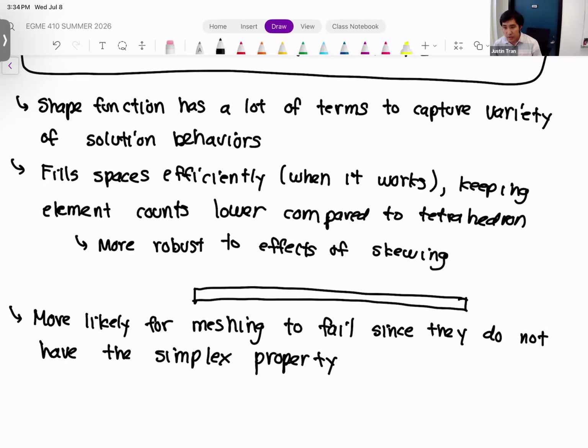Our question from the chat: is there a way of prioritizing between different element types and between linear and quadratic? Should we start with one of those shapes and see where it goes from there?